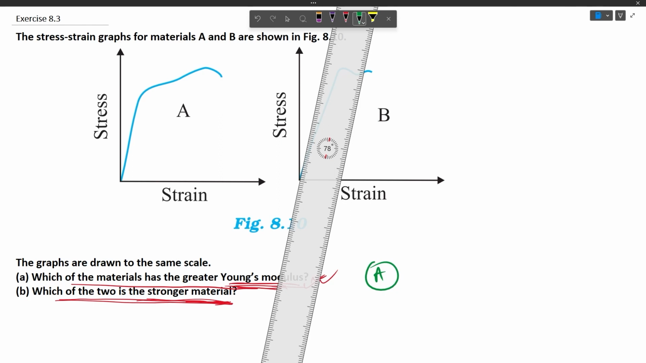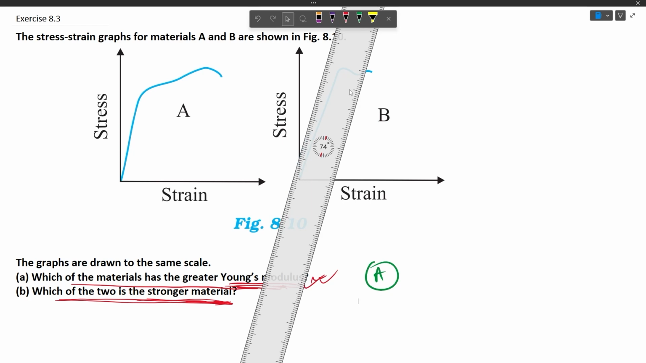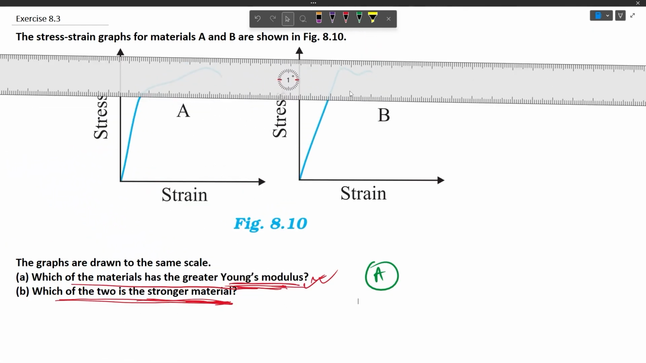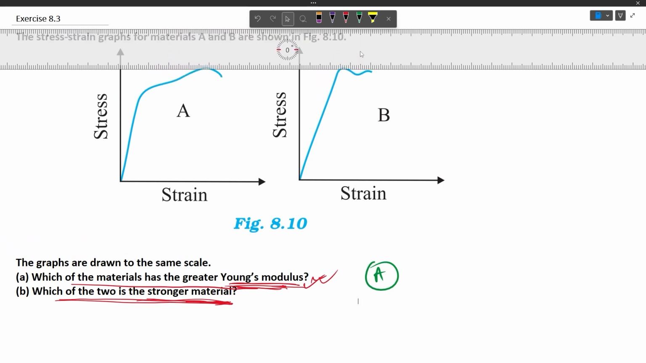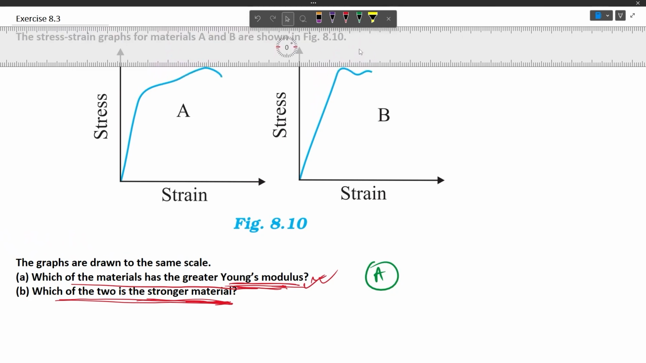Now the second question is which of these two is the stronger material. So now we have to compare the maximum stress. So let's make the stress to a scale to the horizontal. Now if we compare these two materials, then we see the material A has got higher stress than that of the material B. So we can say that again material A has got higher strength than that of B. So in both the cases, the answer is going to be A.